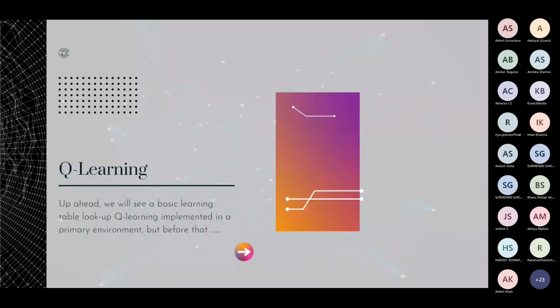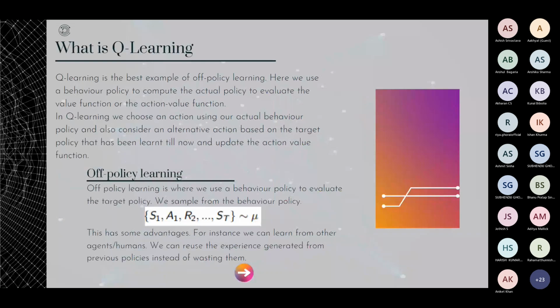Next up, we'll look at a very fundamental and crude model for doing very simple reinforcement learning tasks. Here we'll be looking at something called table lookup Q learning, which is used for implementing very primary and rudimentary environments. So what is Q learning? Q learning is an off-policy learning algorithm.